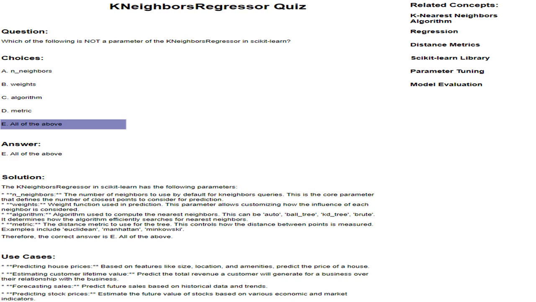To evaluate a KNeighborsRegressor, we can use metrics like mean absolute error (MAE), root mean squared error (RMSE), and R-squared on a holdout dataset. These metrics quantify how well the model predicts the target variable on unseen data.